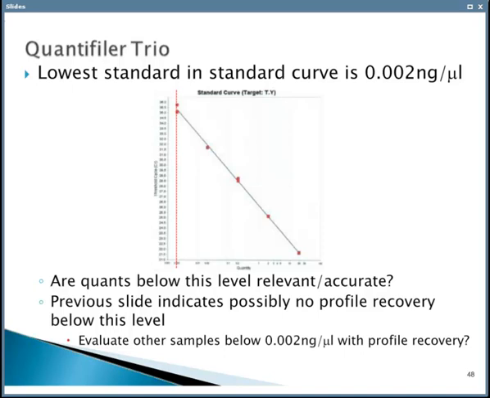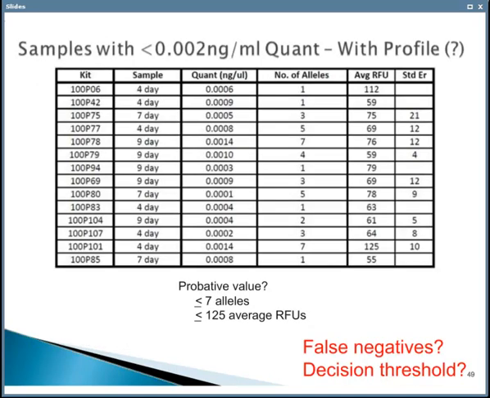Basically, if you go below 0.002, there's possibly no profile recovery, because that's what we saw with the previous slide. When we looked at the samples in more detail, we looked at samples with less than 0.002 nanograms with a potential profile. The other one showed less than 0.002 with no profile. This one, is there a profile? Again, these are very, very low signals, a very small number of alleles, mostly with less than or equal to 7, less than or equal to 125 average RFUs, and so these profiles are again poor quality profiles.